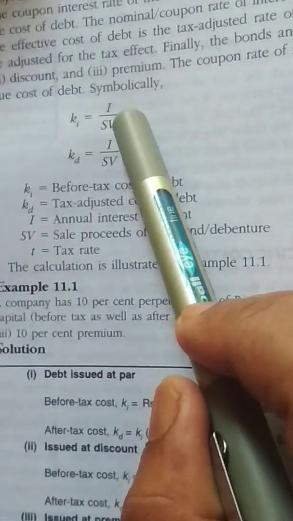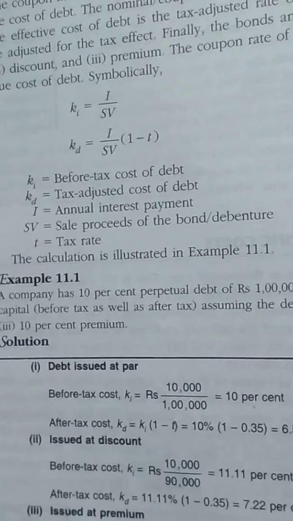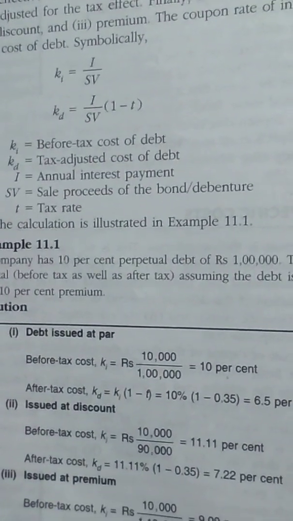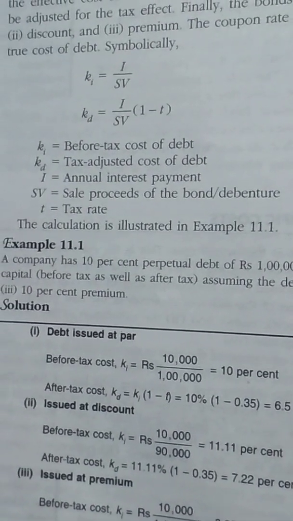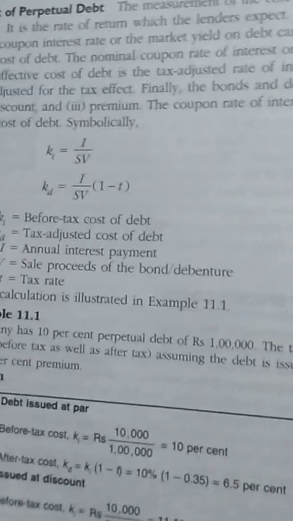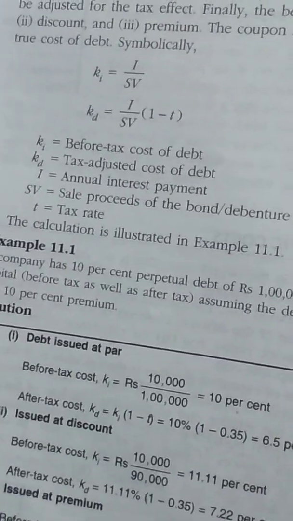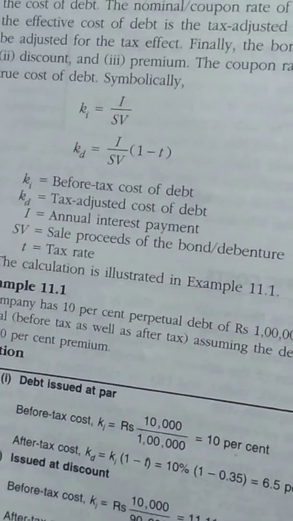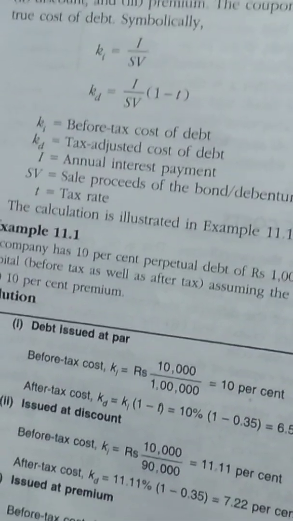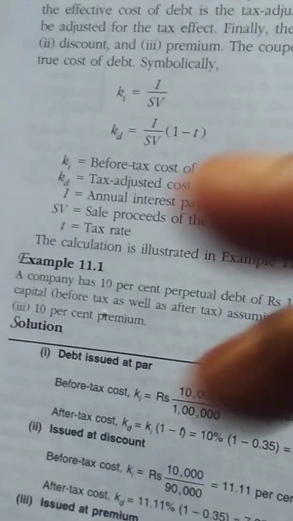The formula for cost of debt is I divided by SV if tax is not given. What is cost of debt? Cost of debt is the minimum return the investors who had given their money through debentures or bonds have to be paid. It is not like dividend return, it is interest return. Minimum interest return to the debenture holders or bond holders or the other long-term investments where the company had taken from external sources.